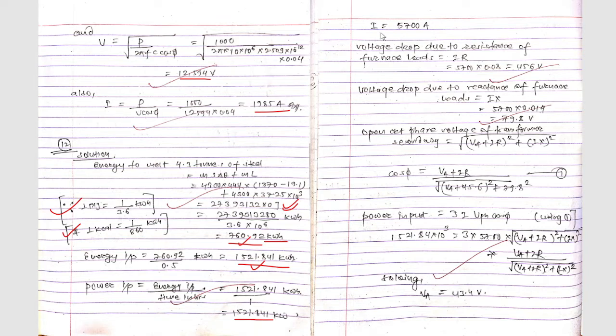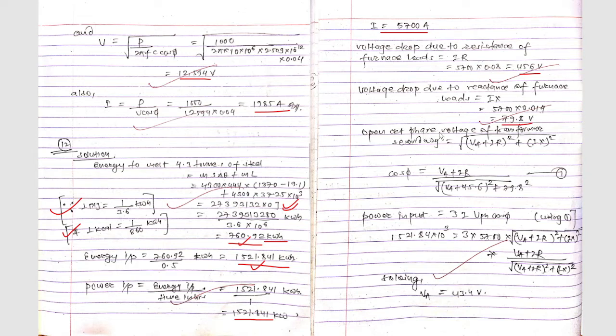And now current is given as 5700 ampere in the question, so the voltage drop due to resistance of the furnace will be I into R. The value of I is 5700 and R is given as 0.08, so we get 45.6 volt. Now voltage drop due to reactance of the furnace will be I into X. Similarly, I and X are given in the question, so we substitute the values and get 79.8 volt.